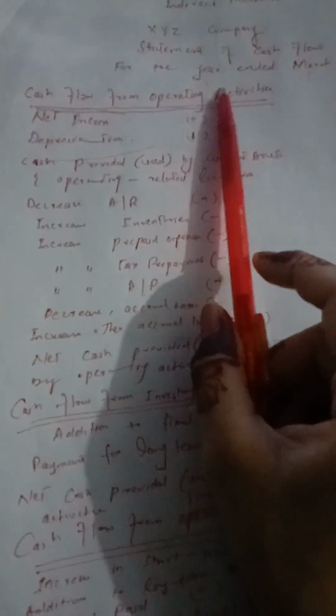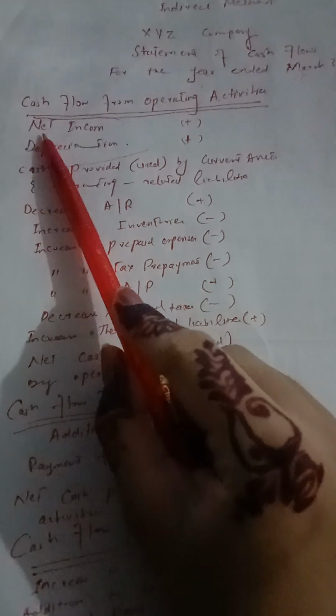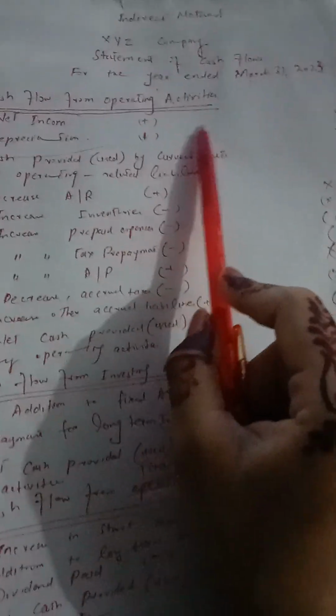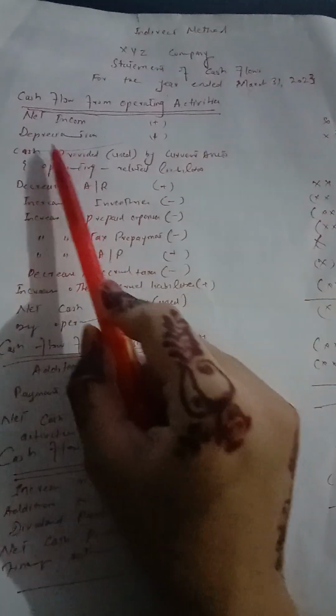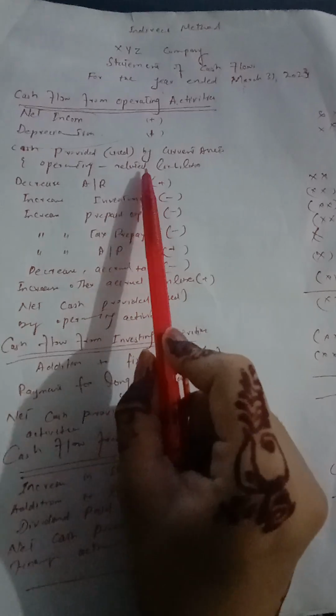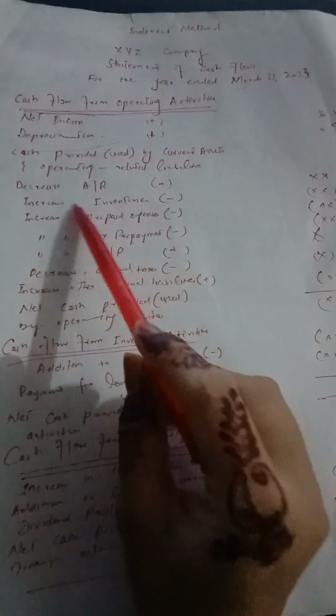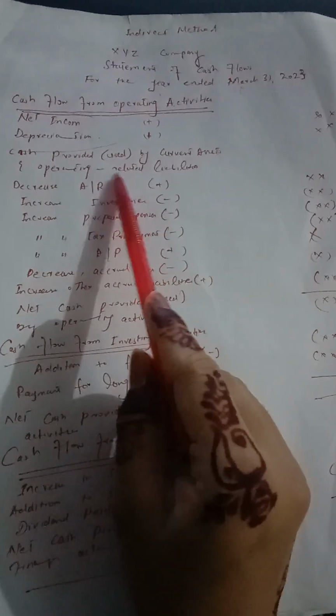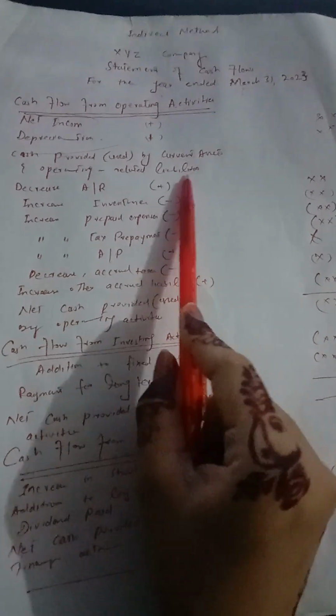This is the format for preparing the indirect method of cash flow statement. First of all, you write down the net income from your profit and loss account. You have to add to it the depreciation, and then you start your operating activities procedures. Cash provided or used by current assets and operating related liabilities.